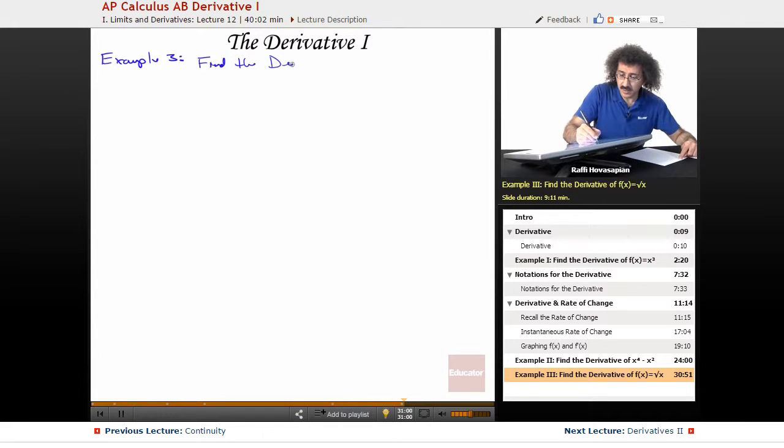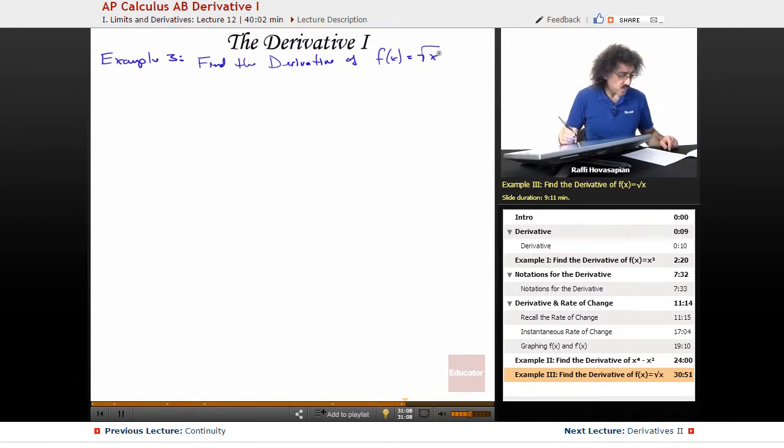Find the derivative of f of x equals radical x. We actually did this in one of the example problems from a previous lesson, but let's do it again formally.